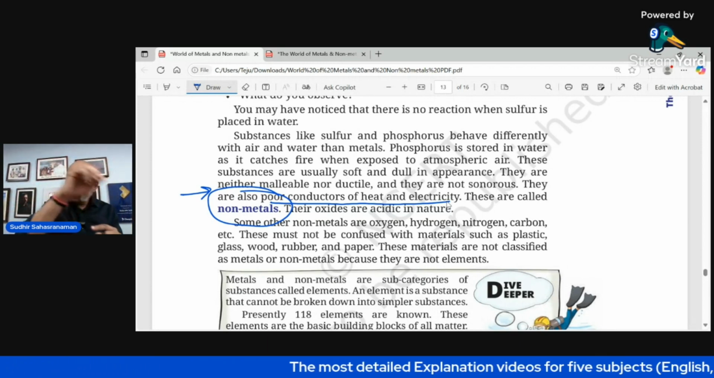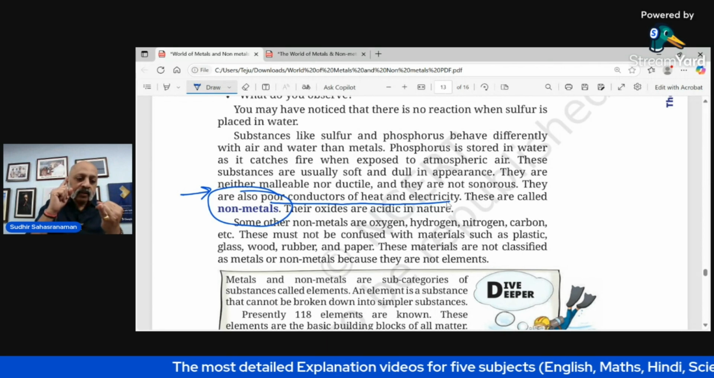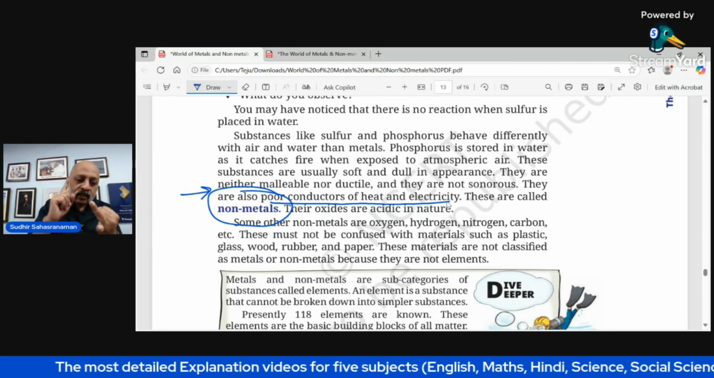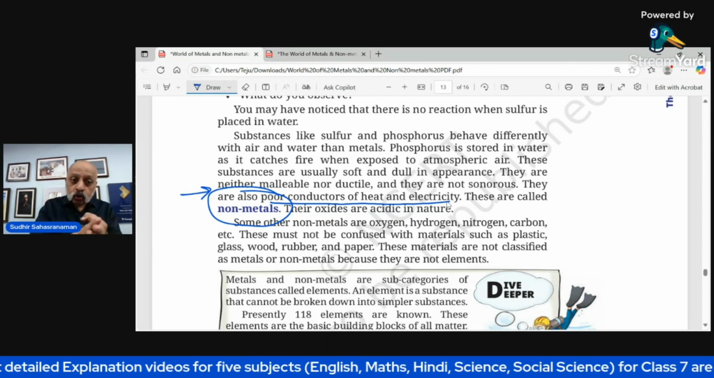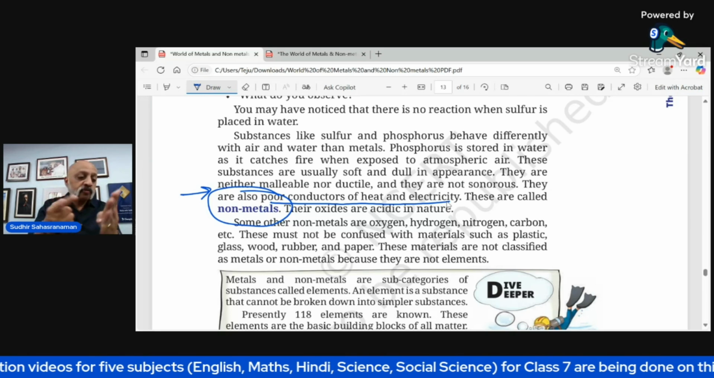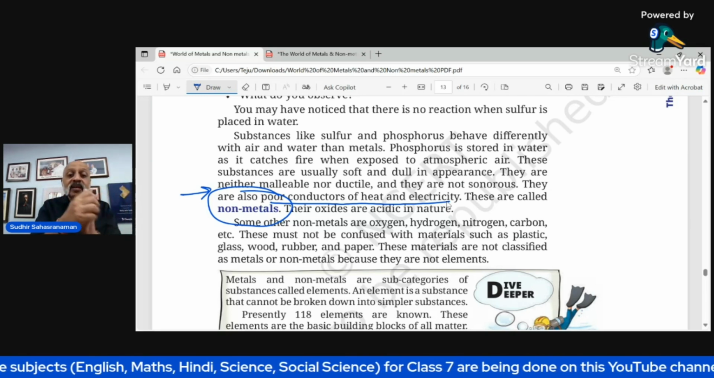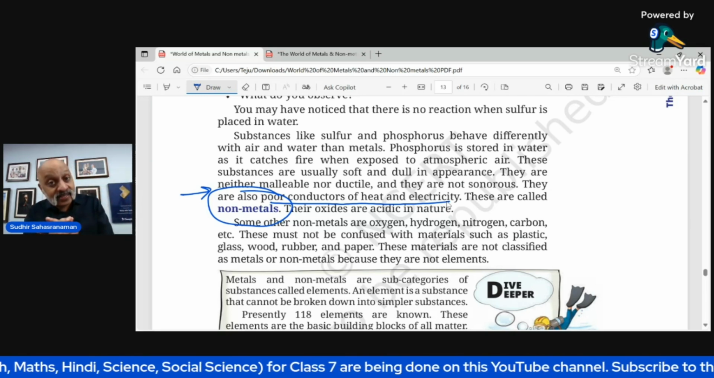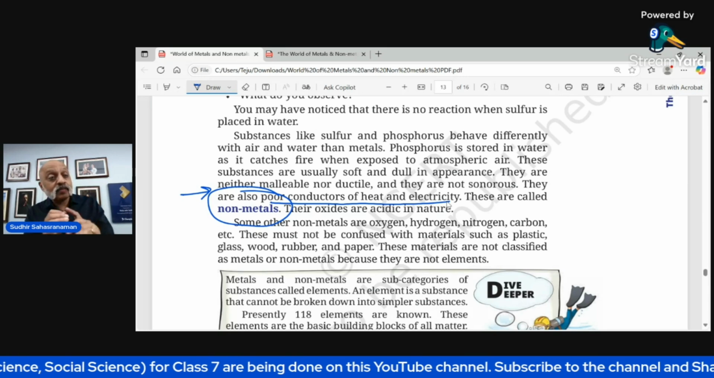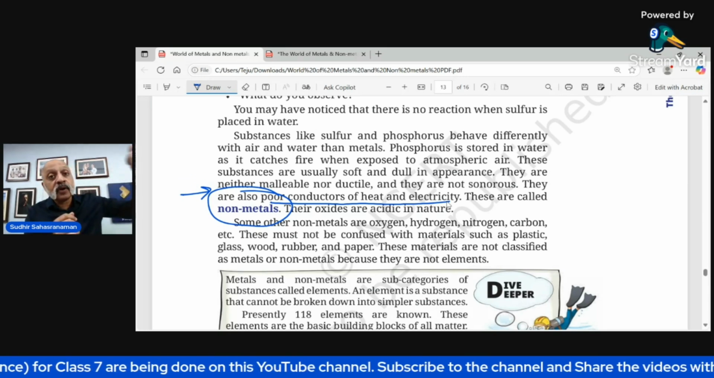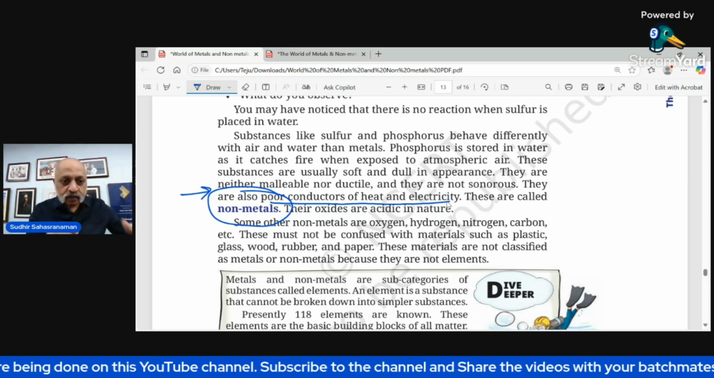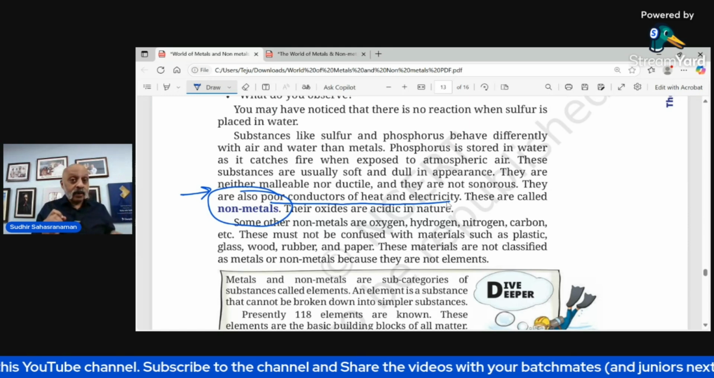So you see, there are these six things. I repeat, they are not malleable, they are not ductile, they are not sonorous, they are not a good conductor of heat, they are not a good conductor of electricity, and their oxides are acidic in nature. These are the substances, examples being sulfur and phosphorus. Please remember that.